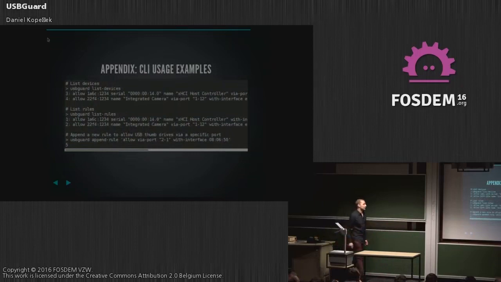This is a CLI usage example. From the command line, you can list the devices, list the rules, or append new rules. So it's quite easy to interact with the daemon that way.